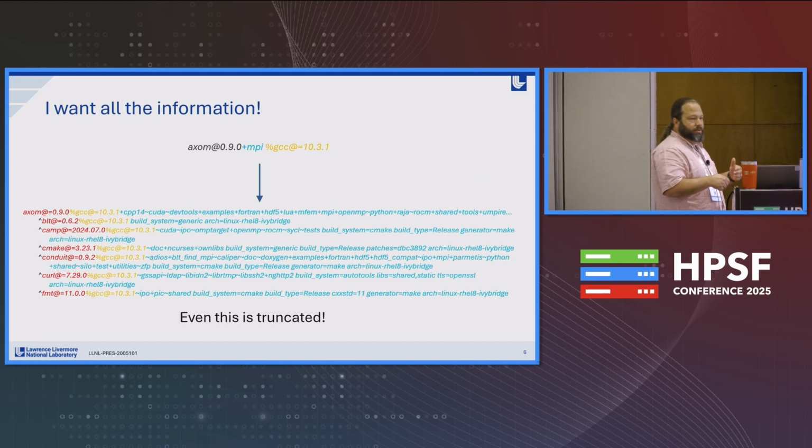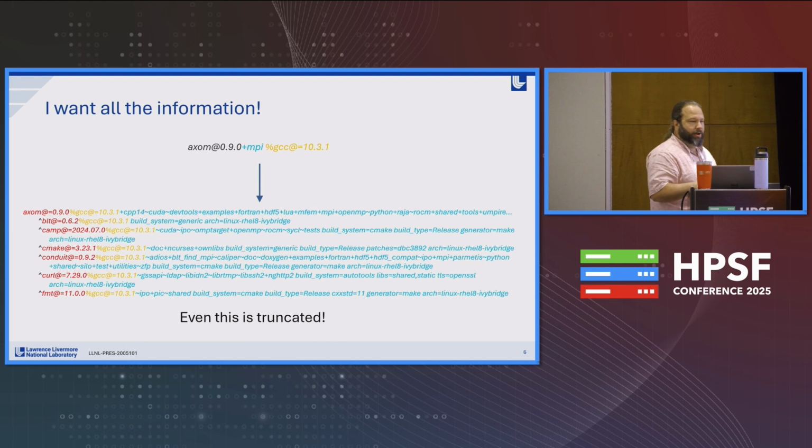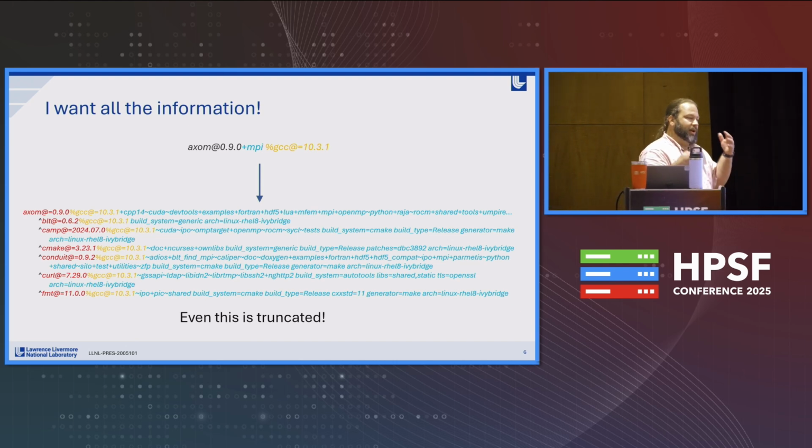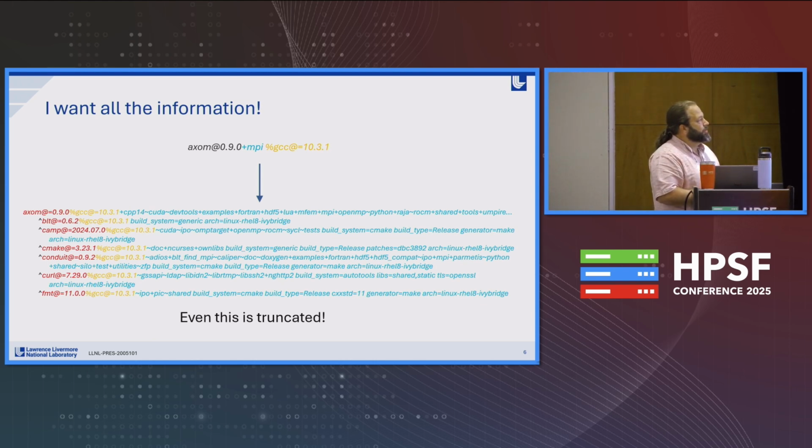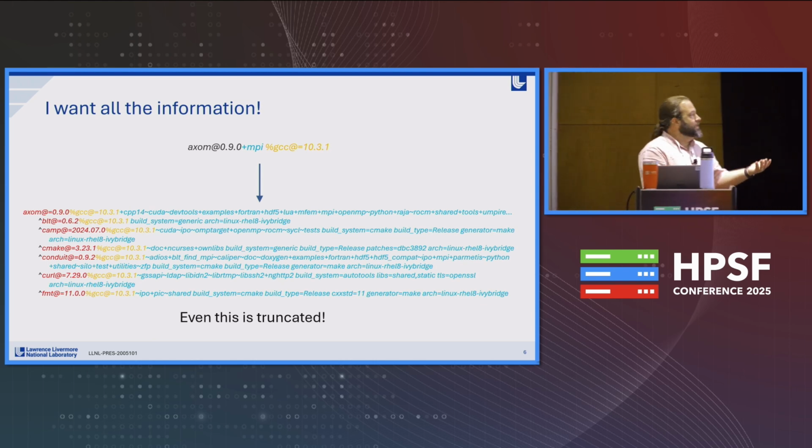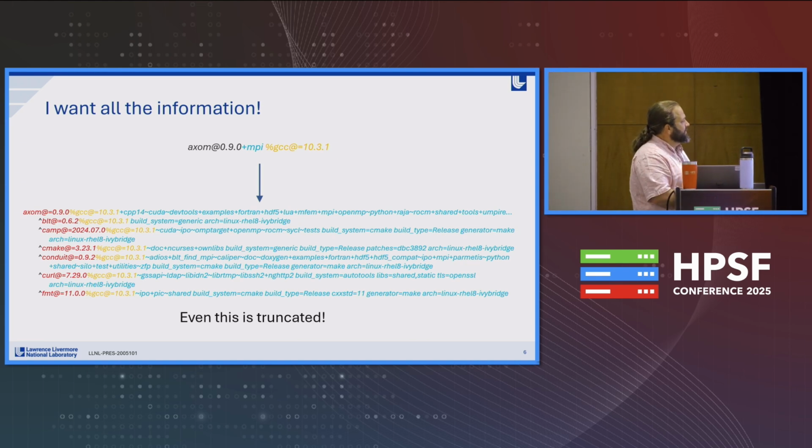So you can imagine I'm an Axum developer. I go to the Marble team. I say, hey, how are you building Axum? And they say, well, we're building this version with MPI and a compiler. You can tell that when you concretize, this is not the information, and this isn't even all the information. So I need all of this to make sure that when I do my development work on Axum, I'm not breaking Marble.